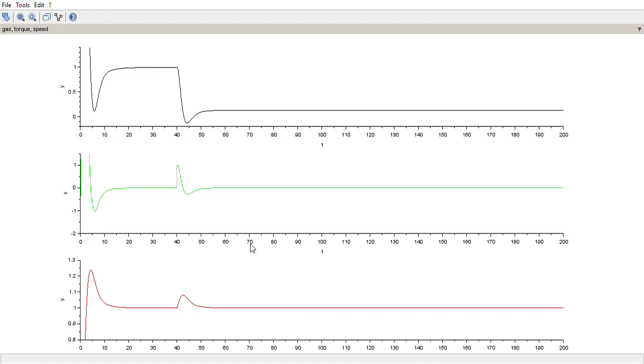So it's a decent simulation. You could make some improvements, but not too bad.